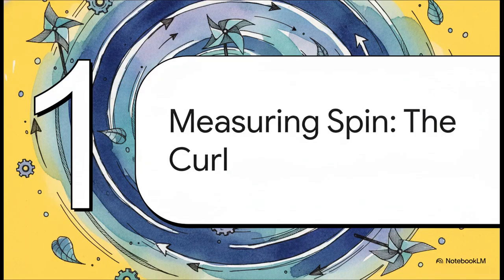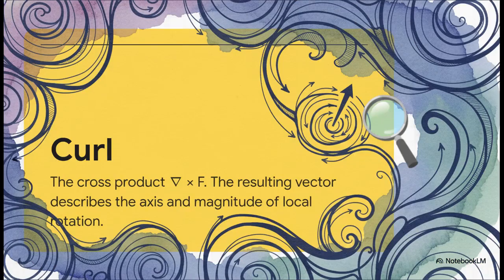Okay, so let's start with the spin. How in the world do we mathematically describe that whirlpool-like rotation at any single point in a field? The answer? It's the curl. We figure it out by taking what's called the cross product of the del operator, which is basically just a vector full of partial derivatives, with our vector field. Now, the result here is super important. It's not just a number, it's a whole new vector. The direction of this new curl vector tells you the axis the field is spinning around, and its length tells you how fast it's spinning.